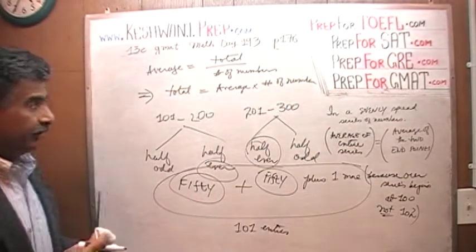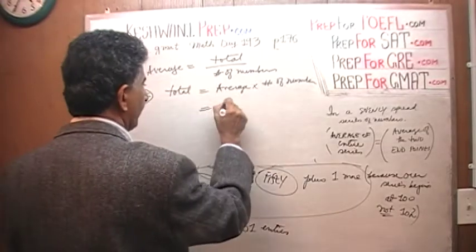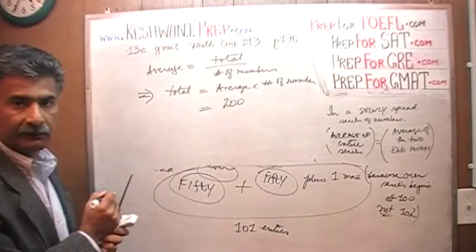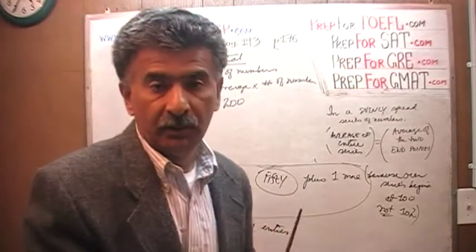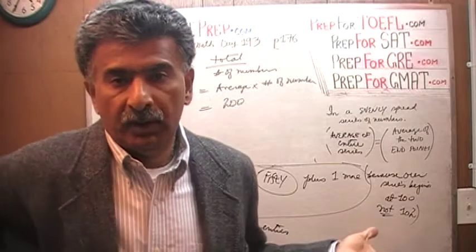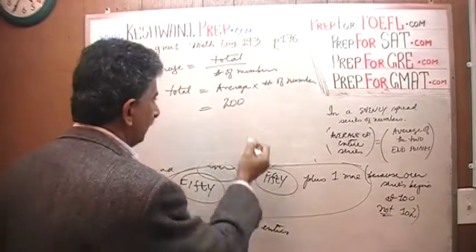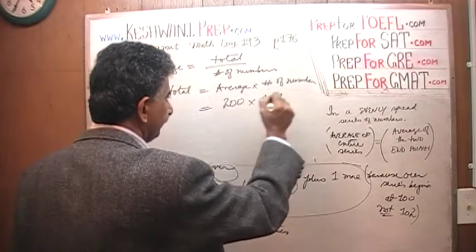We already know what the average is. The average is 200, which we found a little while ago, and which was very easy. To figure out the average of this series only takes 2 seconds. The average of 100 and 300 is 200. And now we know there are 101 entries. Voila.